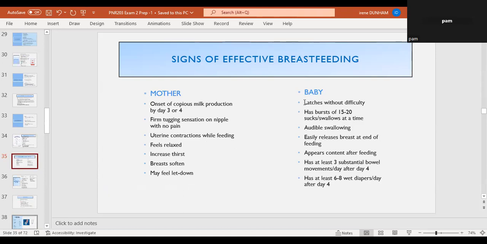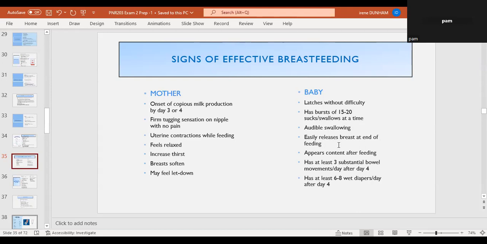Okay, baby. Baby now, this is effective. That means we're doing everything right? So baby latches on without difficulty. Oh, wonderful. And then he has some bursts of 15 to 20 sucks, and he's swallowing. And you want to hear that swallowing. And then when you're done with feeding, you tell mom to take her finger and put it in the corner of his mouth and release the suck. You always make sure you do that.